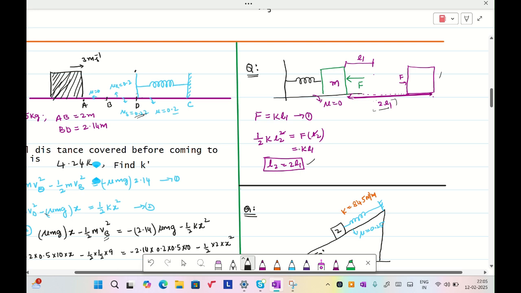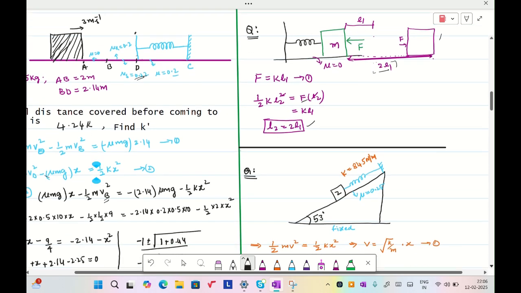How much distance will it move after compression? That is L2, I will take. So I will get 2 times L1 as the answer. Right. So next model of the problem.